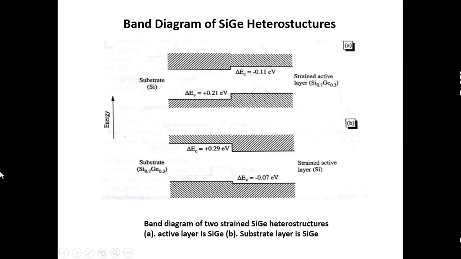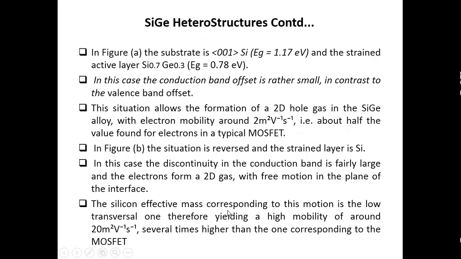Follow my point. So this is the band diagram for Si-Ge heterostructures, and how the electron mobility and all those things happen, and how we can make use of it as a high frequency device. In figure A, the substrate is grown in the 001 direction. I have told you already that in momentum space the substrate is grown in the 001 direction, where Eg is 1.117 electron volt for silicon, and the strained active layer is Si-Ge, that is silicon 0.7, germanium 0.3, where Eg is almost 0.78 electron volt.